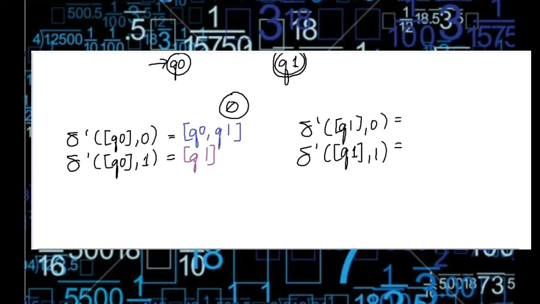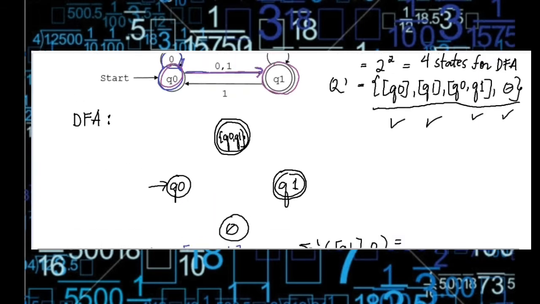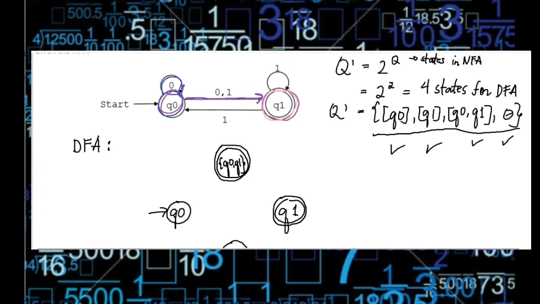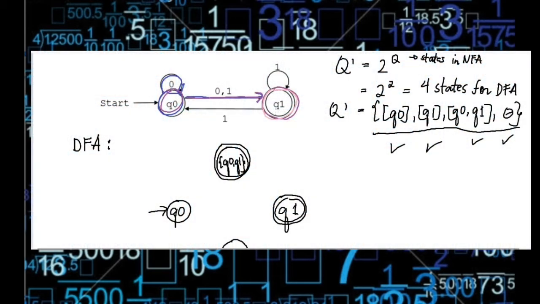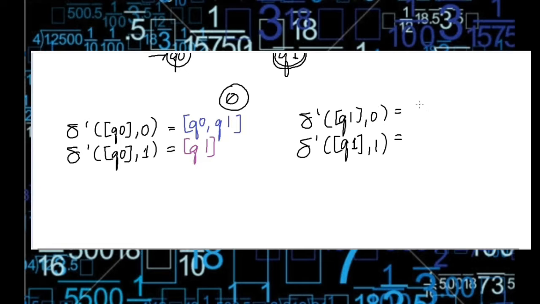O, let's see in our diagram. Okay, so Q1. O, ito yung ating Q1. Mag-i-input ka ng 0. So, saan ka mapupunta? Wala siyang pupuntahan. So, pag wala kang pupuntahan dito, ang magiging sagot mo ay null set. Okay?